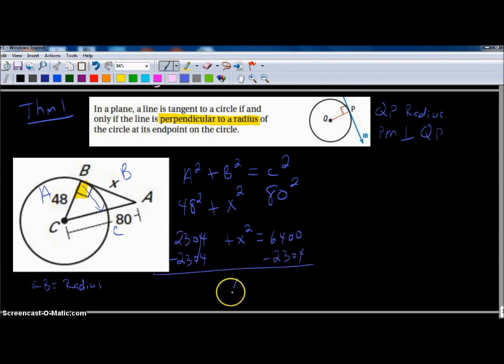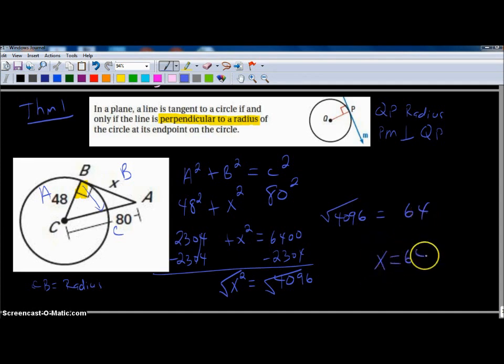And that leaves us with X squared equals 4096. How to get rid of X squared? Well, you take the square root. And the square root of 4096 is 64. So X equals 64. We're going to do at least 2 to 3 problems like this.